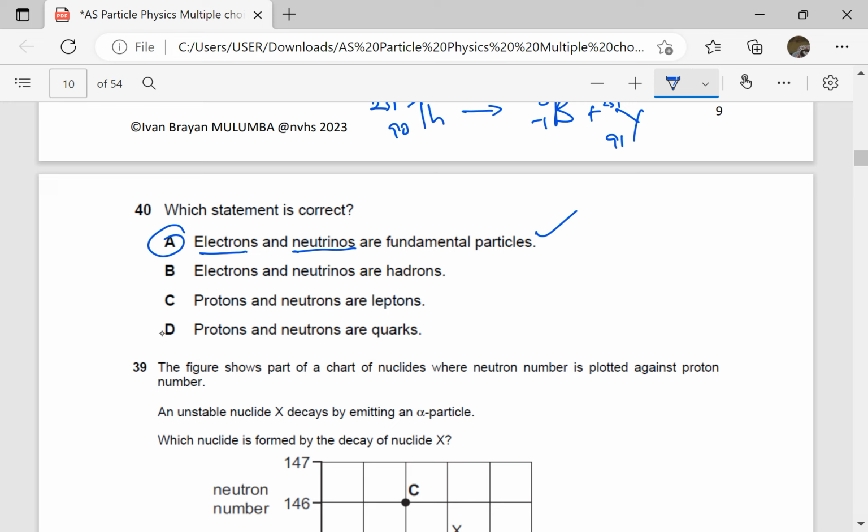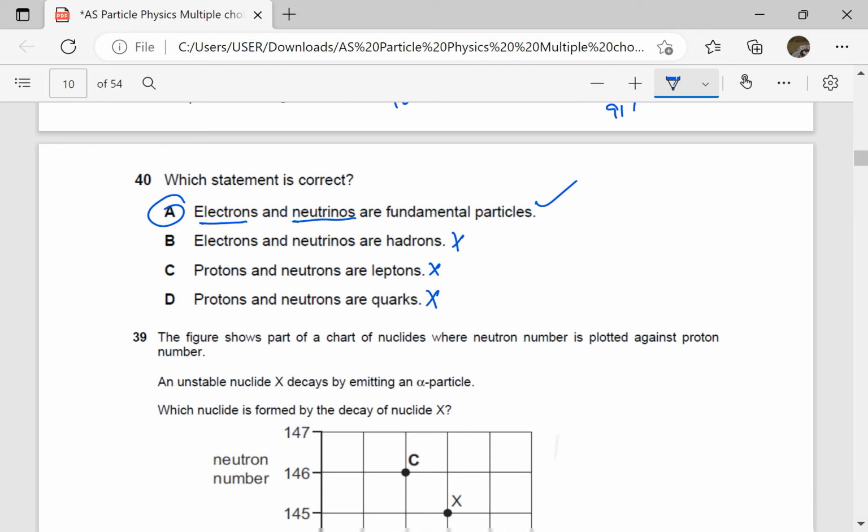Electrons and neutrinos are hadrons. That is not true, they are leptons. Protons and neutrons are leptons. That's not true. They are hadrons. Protons and neutrons are quarks. That's not true. Protons and neutrons, in other words, are actually the ones made up of quarks. They are not quarks themselves.